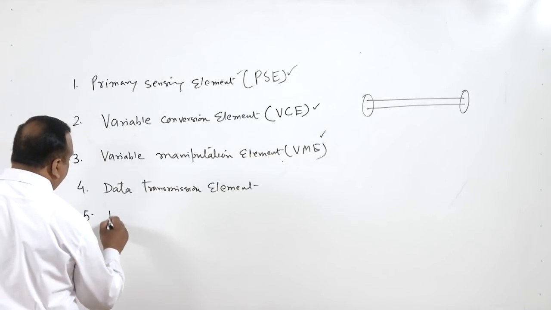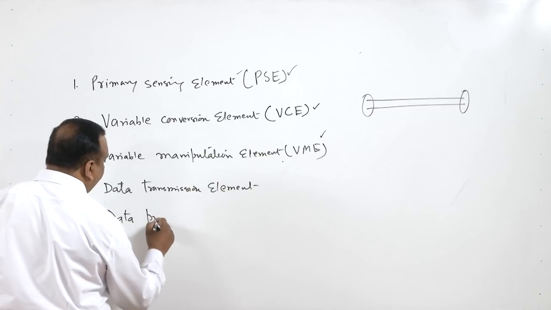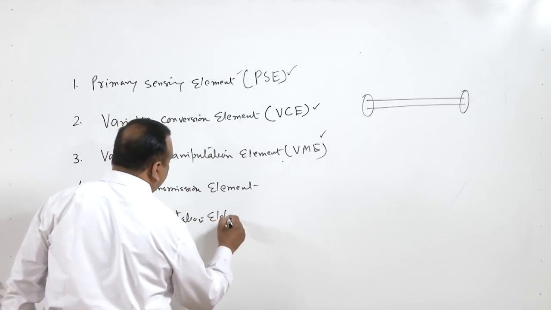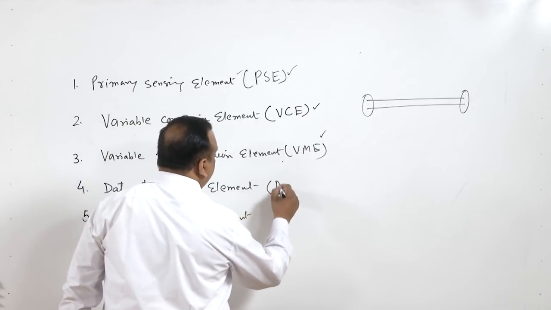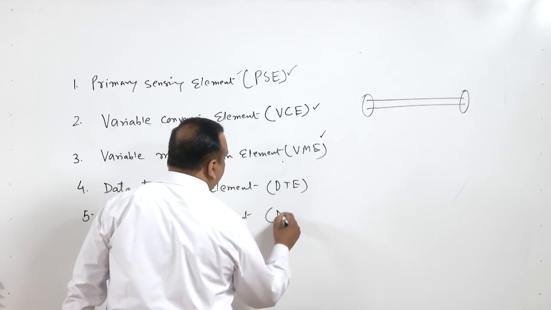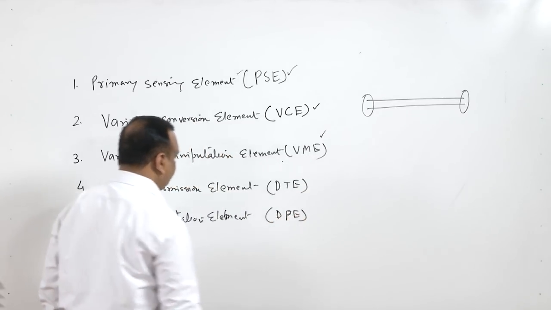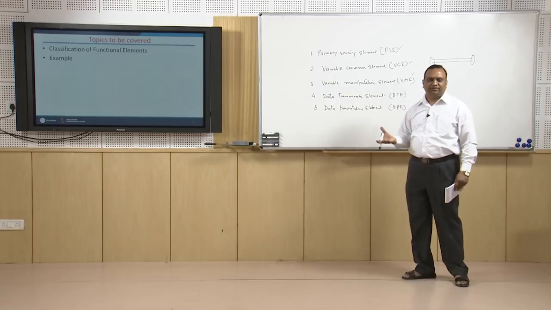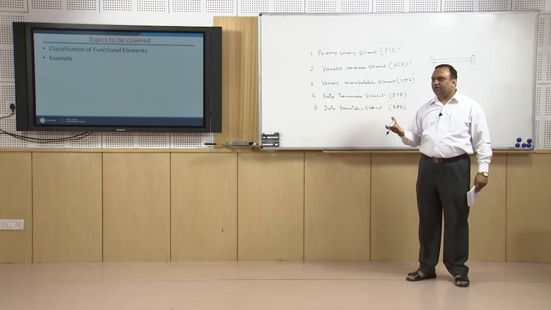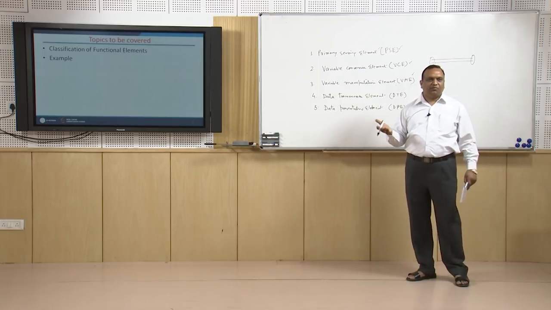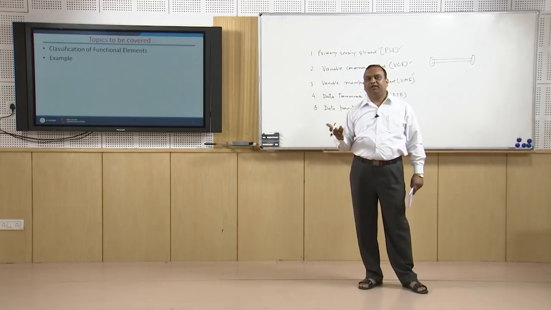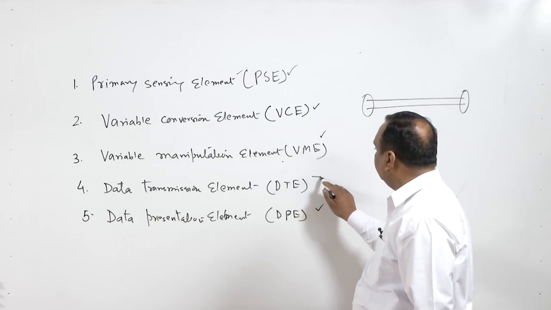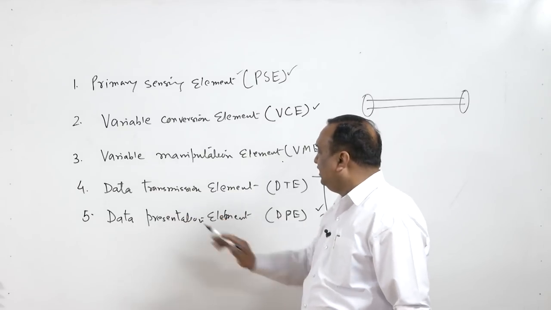And fifth is data presentation element. Data transmission element and data presentation element. Obviously, the data presentation element is the dial of the dial gauge, or a computer screen or a video screen can be a data presentation element. So, much advance has taken place recently in this data transmission element and data presentation element.